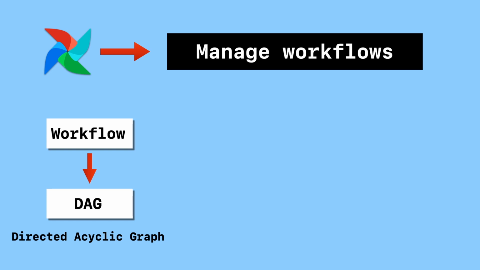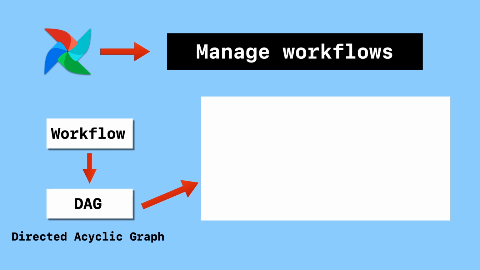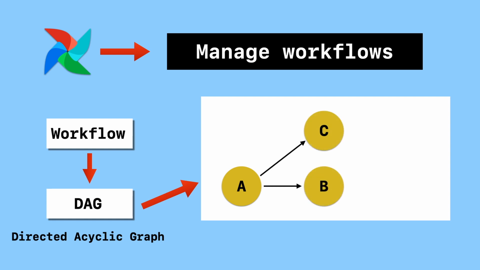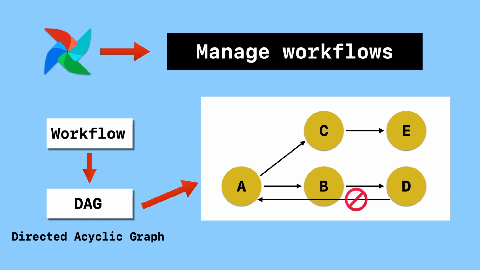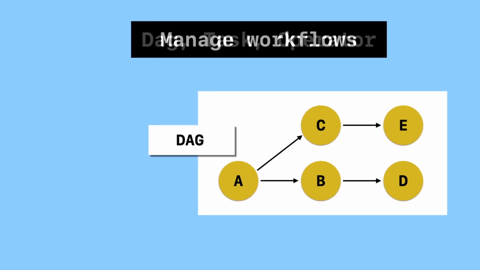For instance, we have a workflow which starts with task A. When A finishes, it is followed by tasks B and C. When B and C finish, the final tasks D and E are executed. However, when task D finishes, it is not allowed to run task A again, since that creates a cycle. Likewise, task C cannot be followed back by task A. Therefore, a DAG is a collection of all the tasks you want to run, organized in a way that reflects their relationships and dependencies. But what is a task and an operator?